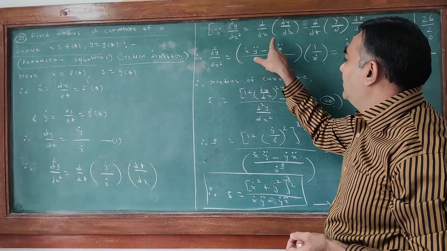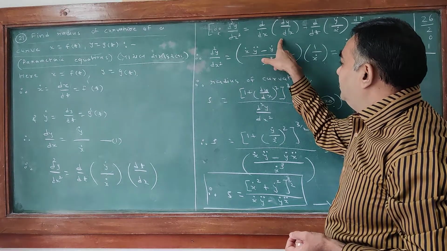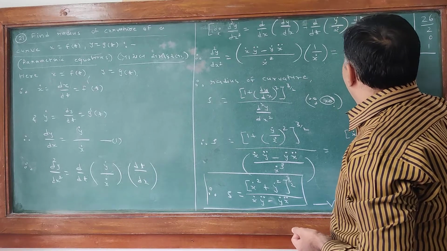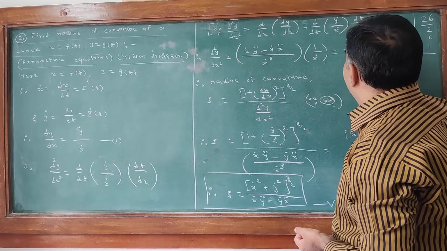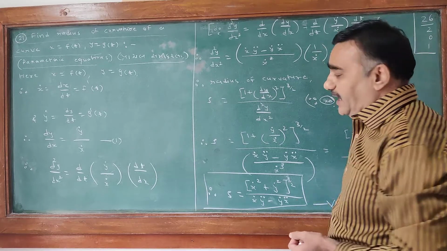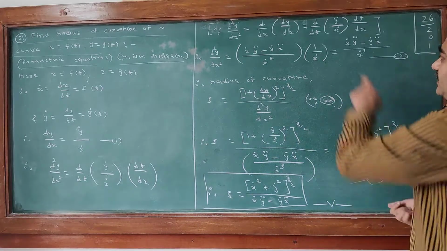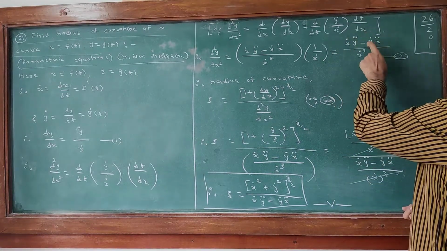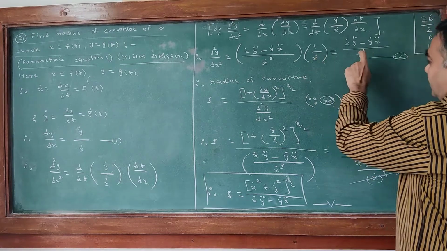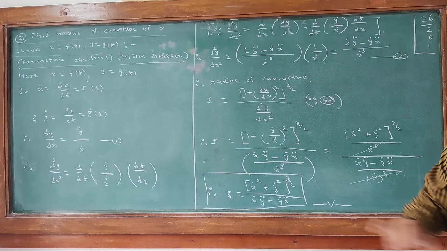differentiation of numerator minus numerator, differentiation of denominator, and dx by dt, that is dt by dx, so it is 1 upon dx upon dt, and therefore it is 1 upon x dot. So we understand up to here, and therefore it is x dot y double dot minus y dot x double dot, upon x dot square into 1 upon x dot, means it is x dot cube. Say this is equation number 2.